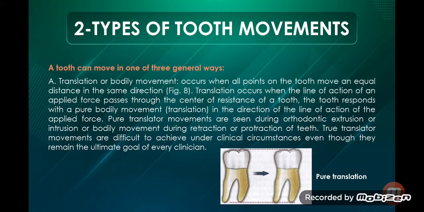Second, we have the types of tooth movements. A tooth can be moved in one of three ways. First, translation or bodily movement occurs when all points on the tooth move equal distances in the same direction. Translation occurs when the line of action of an applied force passes through the center of resistance of the tooth.